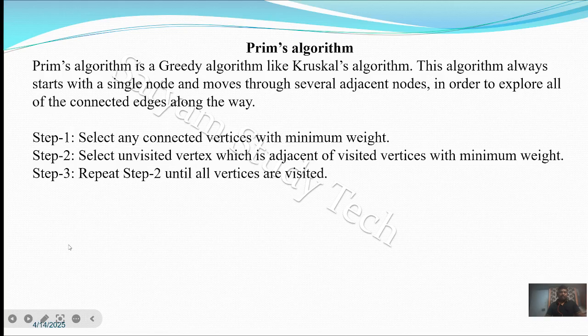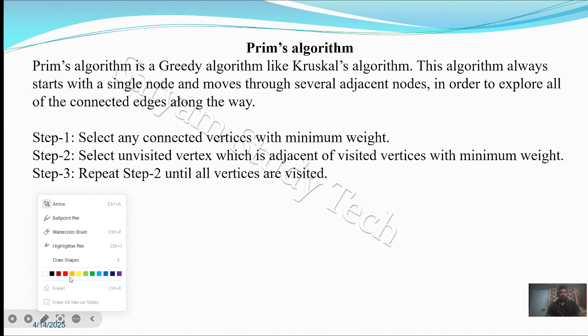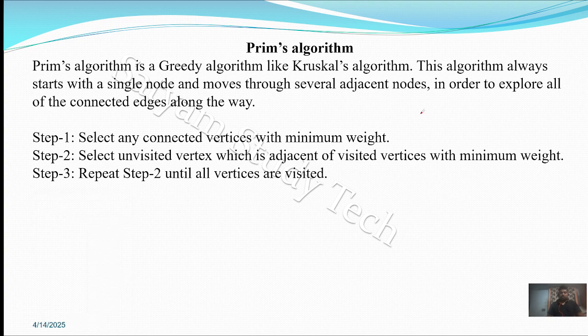Today's topic is Prim's algorithm using the greedy method. Here you can find the minimum cost spanning tree by using Prim's algorithm. Prim's algorithm is a greedy algorithm like Kruskal's algorithm. This algorithm always starts with a single node and moves through several adjacent nodes in order to explore all of the connected edges along the way.